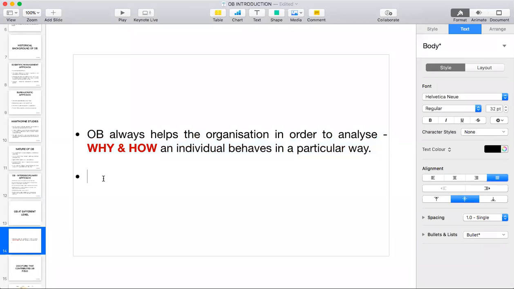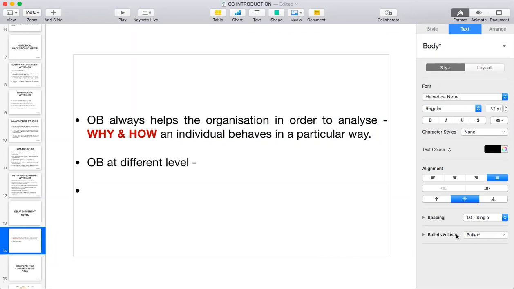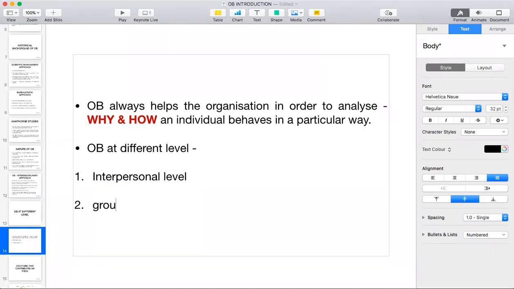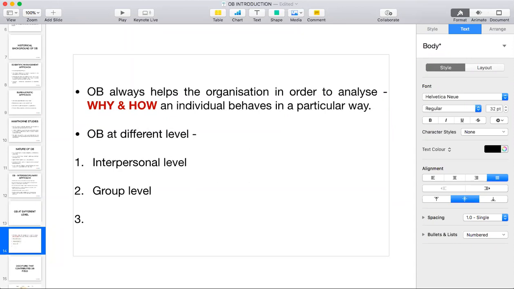Now, organizational behavior can be understood at different levels. We are discussing the major four levels here. The first one we'll talk about right now is OB at the interpersonal level. The second one would be the group level, and the third one would be the intergroup level.